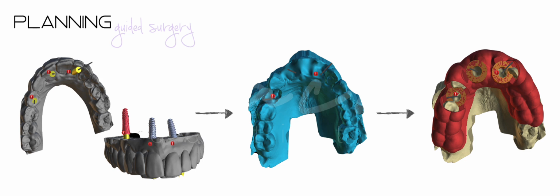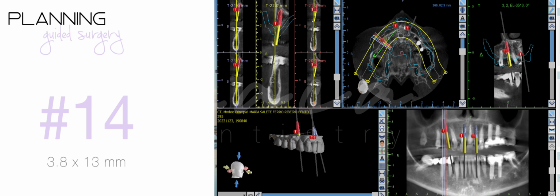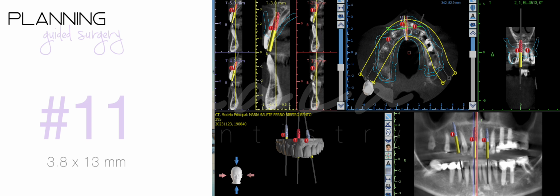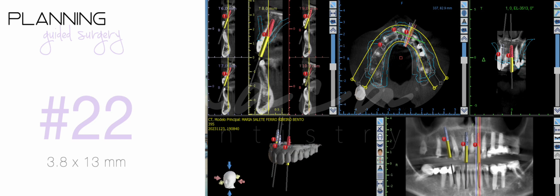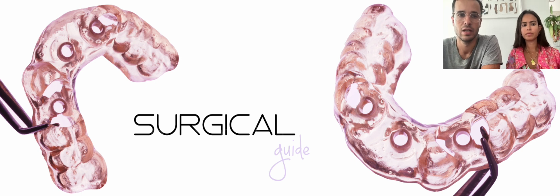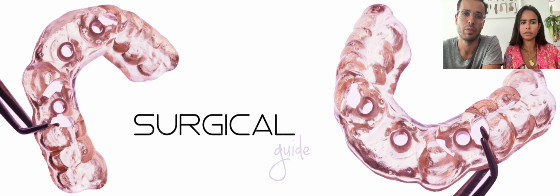After that, we had to extract virtually the teeth on the original STL in order to be able to design the guide and to print it for our future surgery. So this was the position that we planned for the surgery. On the implant 14 we placed a 3.8 by 13 millimeter implant. Then the implant on the 11 was a 3.8 by 13 millimeters too, and 22 the same, and this is the position. And here you can see the guide after we finished the digital planning of the implants, and this is the guide printed.